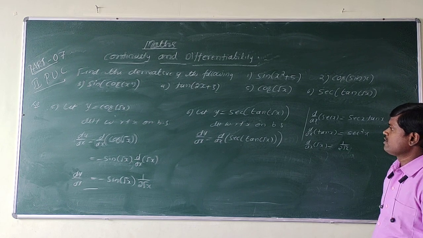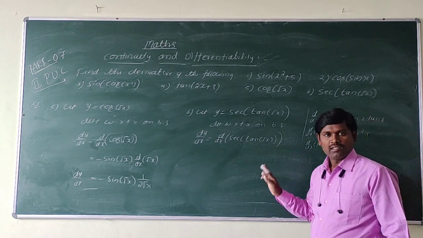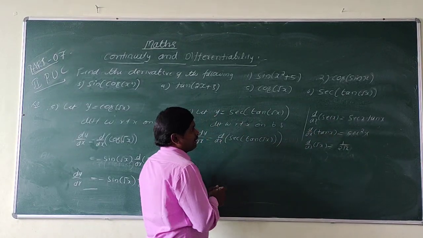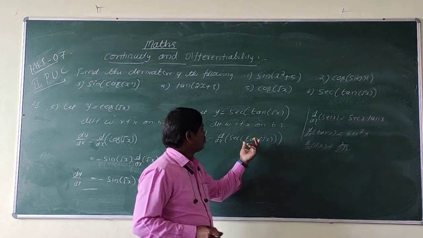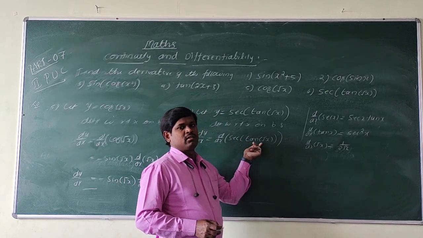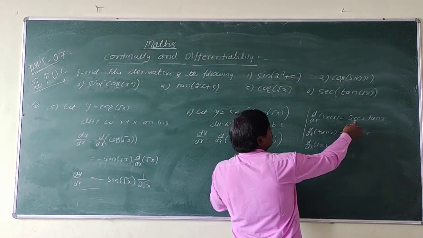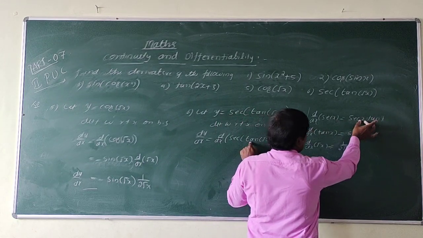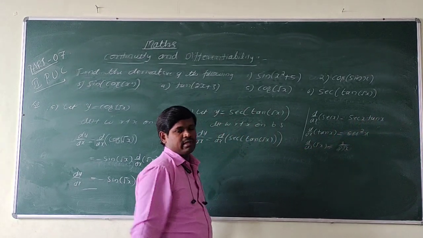Now we are going to differentiate. First it is secant x. The differentiation of secant x is secant x into tan x. In place of x, we are going to write tan of root x. No problem, it is enough.